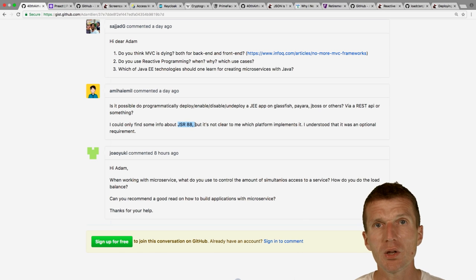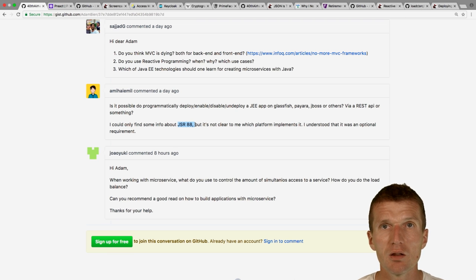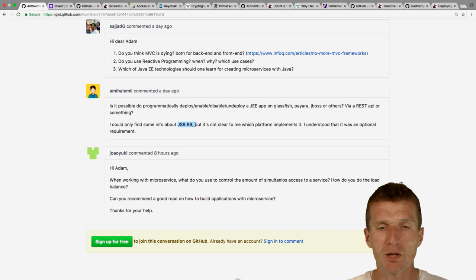In my eyes, it would be nice to have a more standardized monitoring and deployment in Java EE. This would be really nice to better automate the application server.